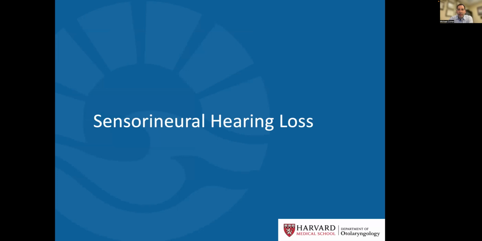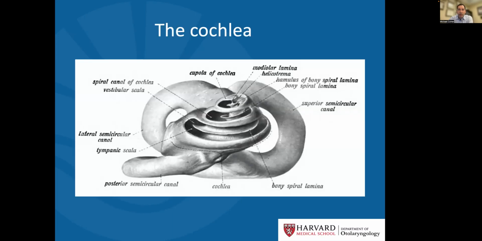So let's talk a bit about sensorineural hearing loss. This is that second kind of hearing loss that we talked about, where it's the inner ear that's affected and not the middle or outer ear. Sensory hearing loss occurs within the cochlea. This is a little diagram of the cochlea, the spiral-shaped organ that's responsible for turning the vibrational signal, the mechanical signal of sound, into a nerve signal that goes to the brain.